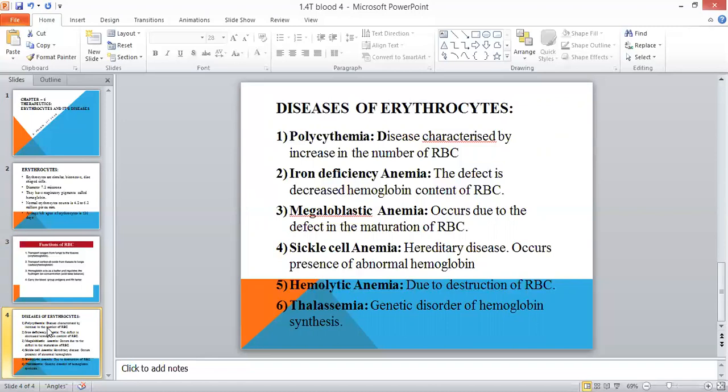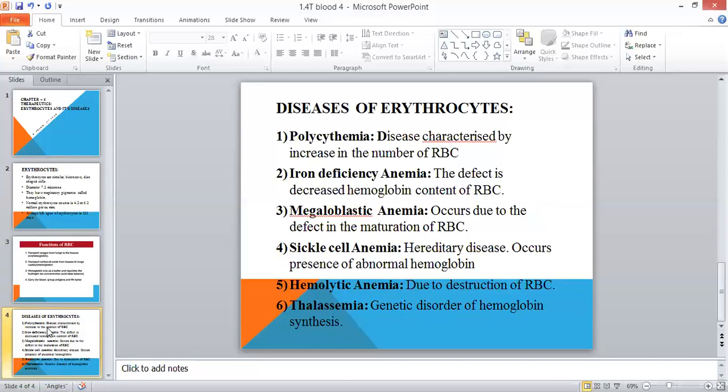Now, polycythemia. Polycythemia is a disease characterized by an increase in the number of red blood cells. The causes of polycythemia are high altitude, congenital heart disease, and others. Manifestations of polycythemia are headache, weakness, tiredness, red eyes, red face, etc.